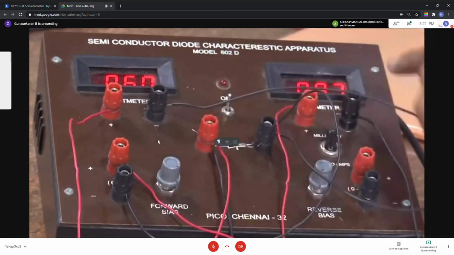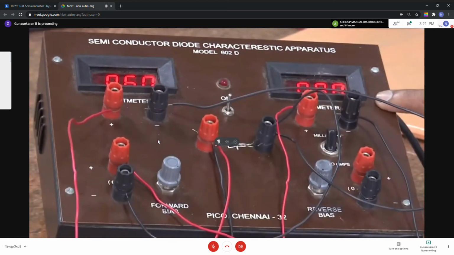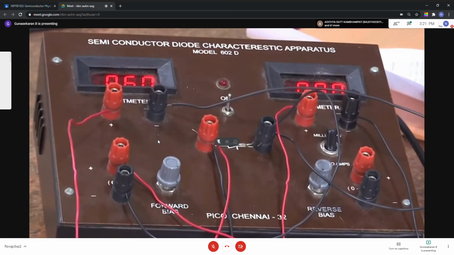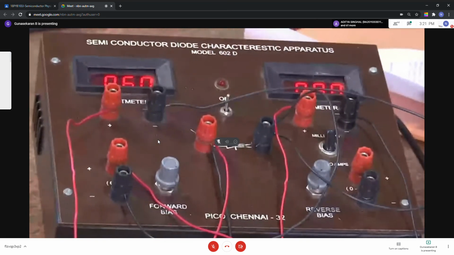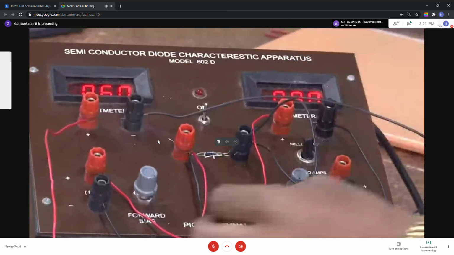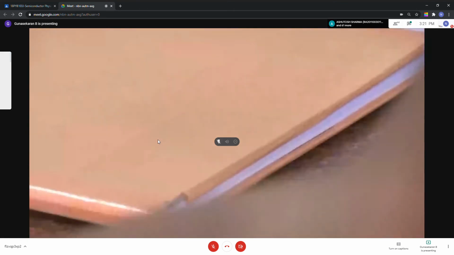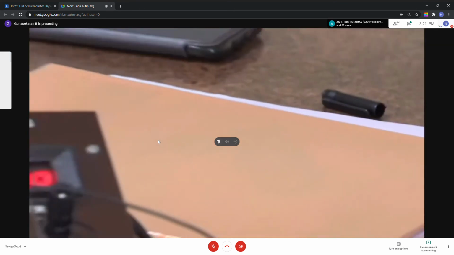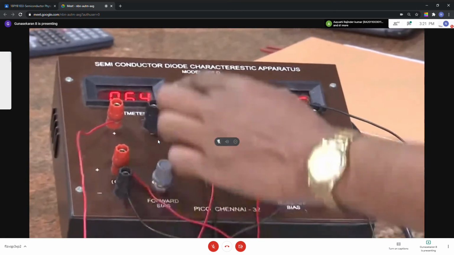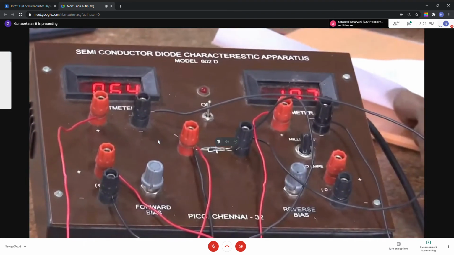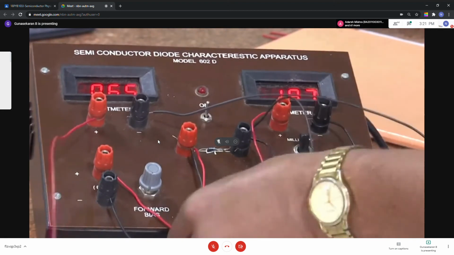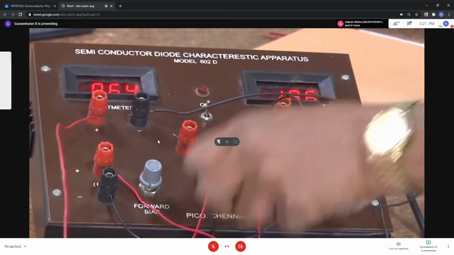At 0.6, how much current is flowing through the diode? 8.8. Again increasing, 0.65. How much current flows? 18.7.